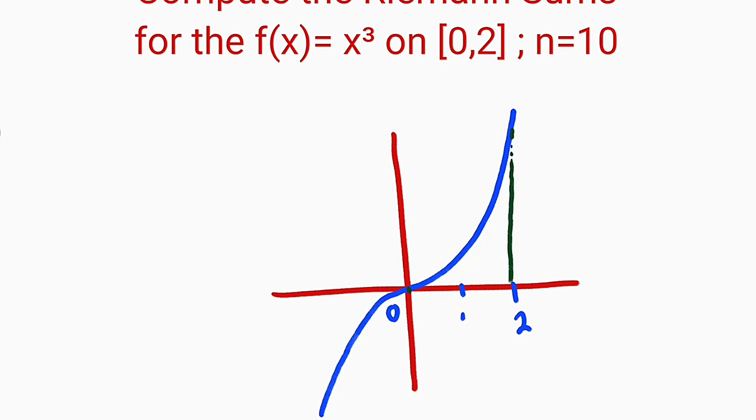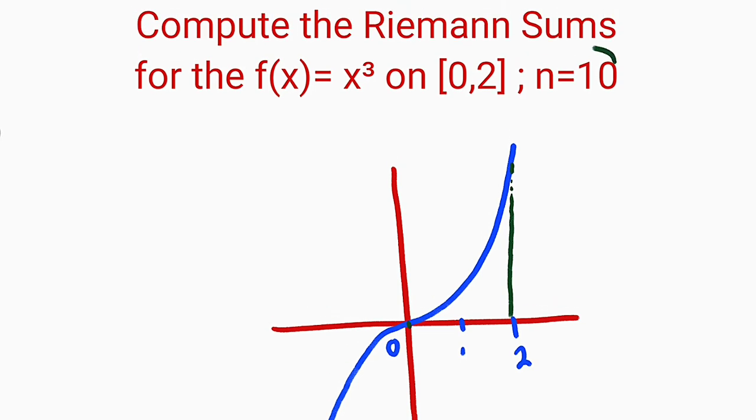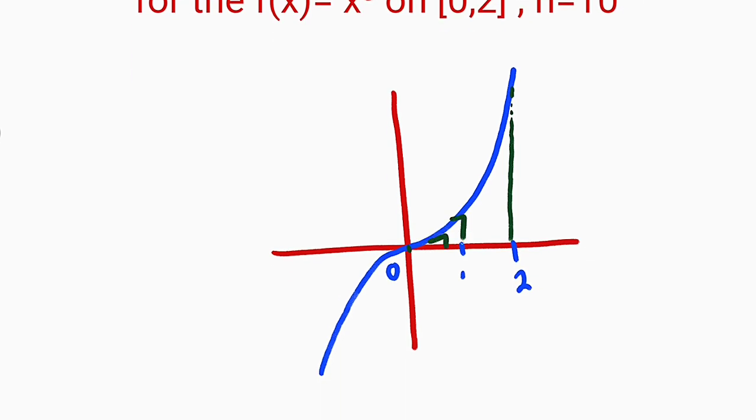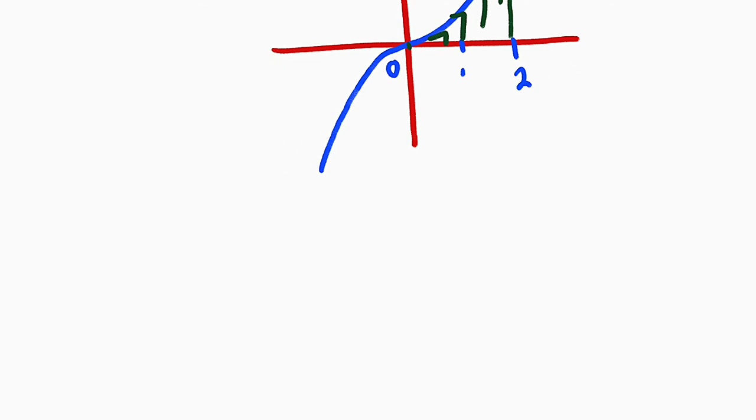But remember, according to Riemann, you have to inscribe some rectangles of equal bases. So here we are going to inscribe 10 rectangles. We inscribe them here, here, here. We have to fit 10 rectangles within this interval 0 to 2. And how do we do that? First of all, we need to compute the base of each rectangle. And remember that the area of a rectangle is given as what? Base times its height.